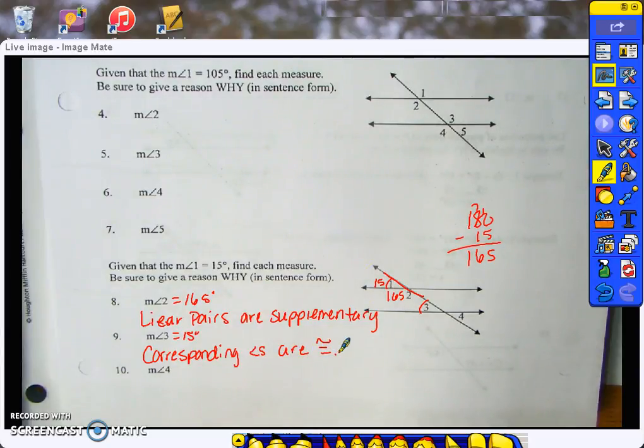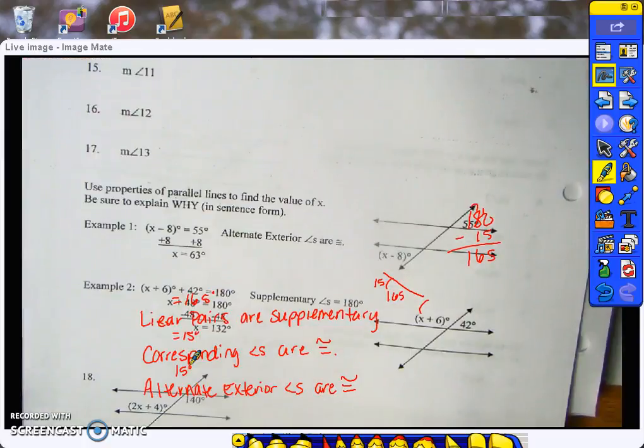And 4, 1 and 4 are on opposite sides of the transversal on the outside of the parallel lines, which means they're alternate exterior, and alternate exterior angles are congruent. So angle 4 is also 15 degrees. And on the back.